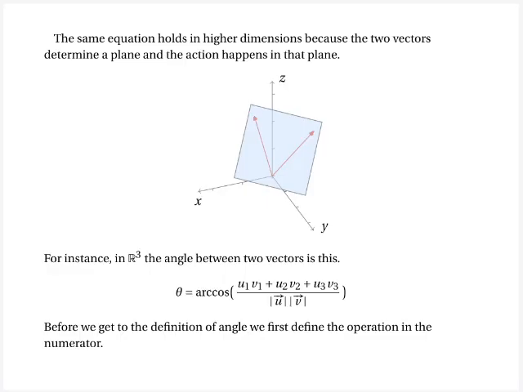I'm not going to click back to it. I'm just working in that plane. So in that plane, in R3, I happen to get this. Vectors are 3 tall, so there's a u1 v1 and a u2 v2, but there's also a u3 v3, but everything else is the same. And so I'm interested in the operation that's in the numerator of this expression.